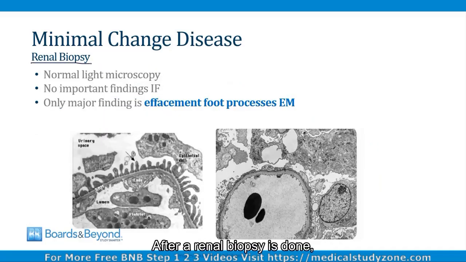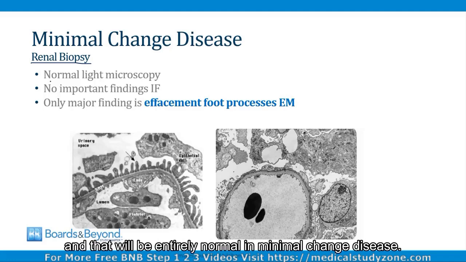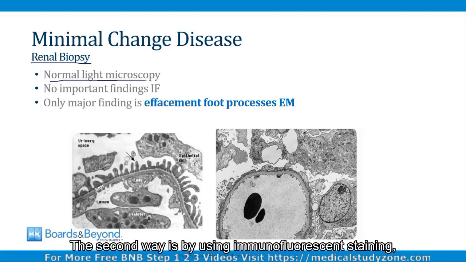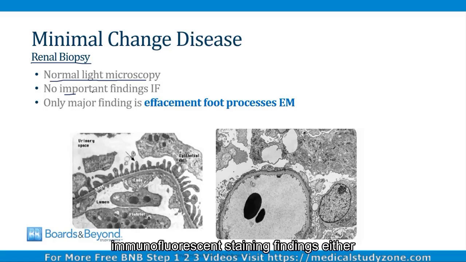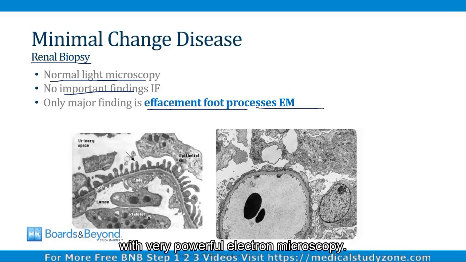After a renal biopsy is done, there are three ways we examine the renal tissue under the microscope. The first way is through standard light microscopy, and that will be entirely normal in minimal change disease. The second way is by using immunofluorescent staining, and there are no important immunofluorescent staining findings either in minimal change disease. The only finding under the microscope in minimal change disease is effacement of the foot processes, which can only be seen with very powerful electron microscopy.